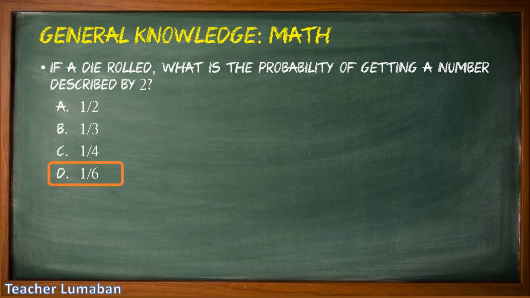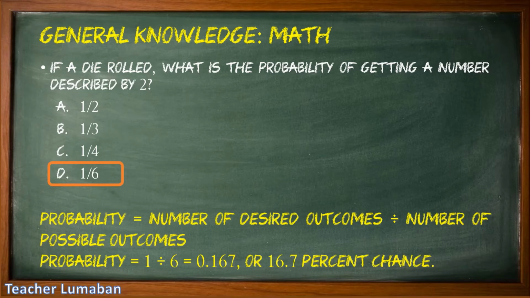The probability of getting a number described by 2 is 1/6. For your information, probabilities are calculated using the simple formula: probability equals number of desired outcomes divided by number of possible outcomes. So to get a 6 when rolling a 6-sided die, probability equals 1 divided by 6 equals 0.167, or 16.7% chance.